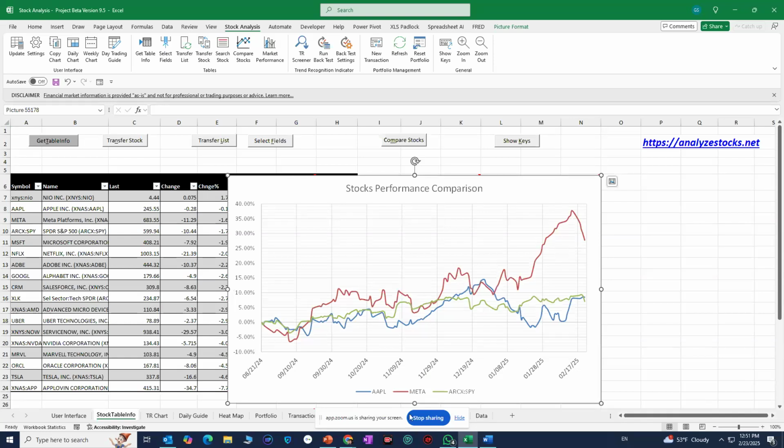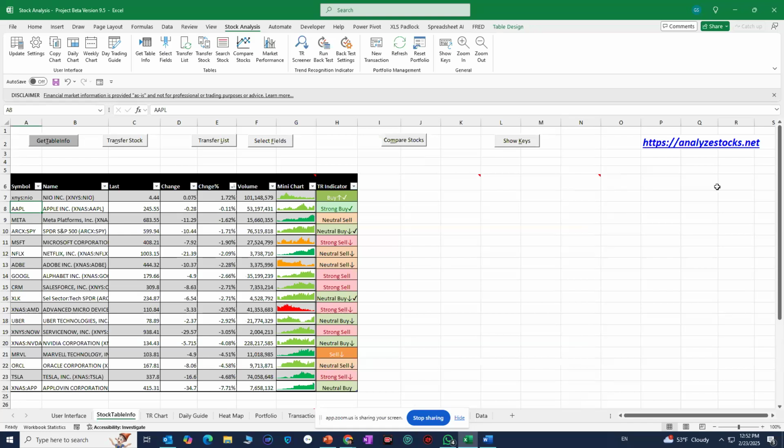For example, it was telling you that if you compare Meta with Apple and with SPY, for the last 6 months, Meta is the top performer. It has increased by 35% and come down to something around 27%, while Apple in the last 6 months is just 5 point something, and SPY is almost at par. So that's something different, a different feature of the program.